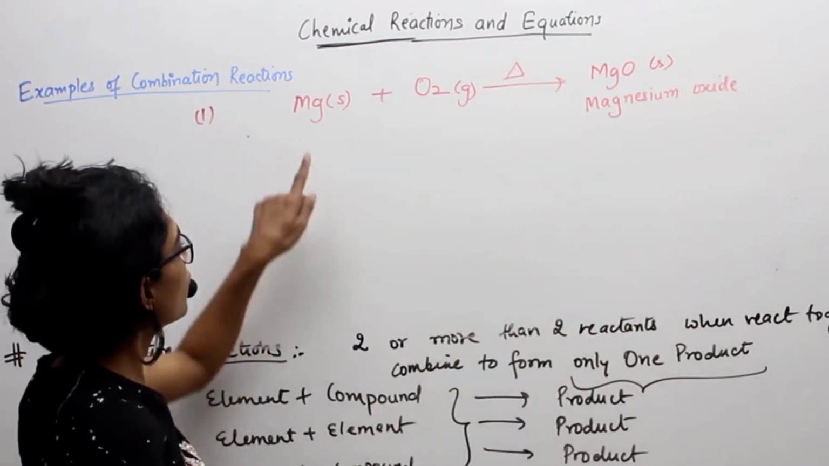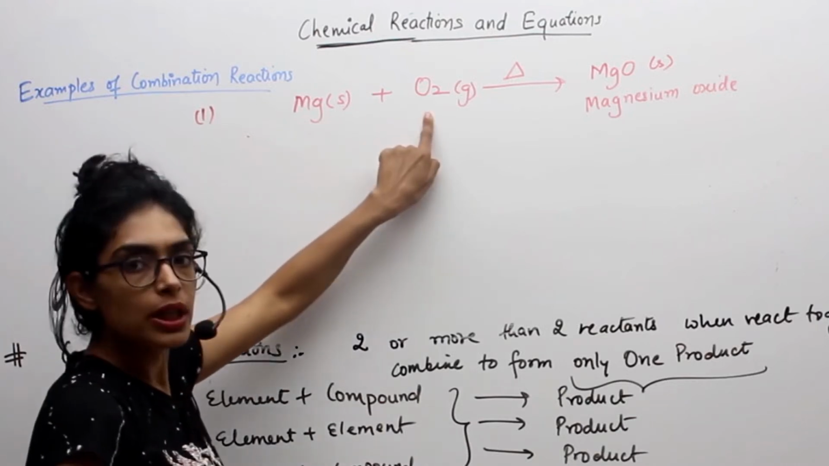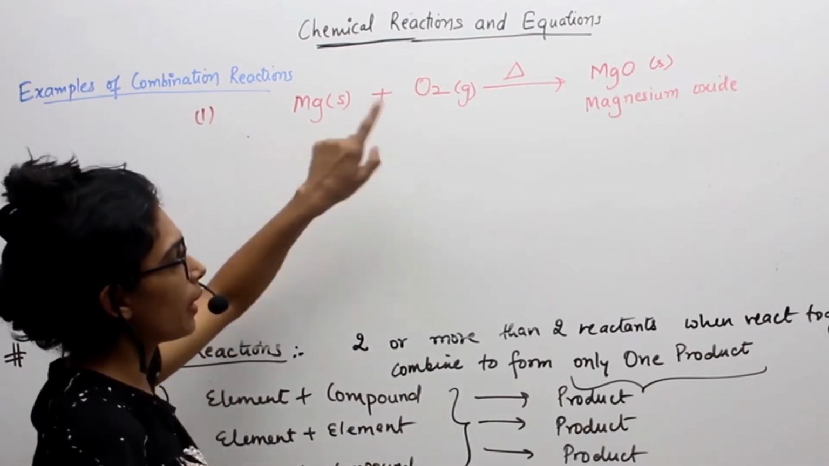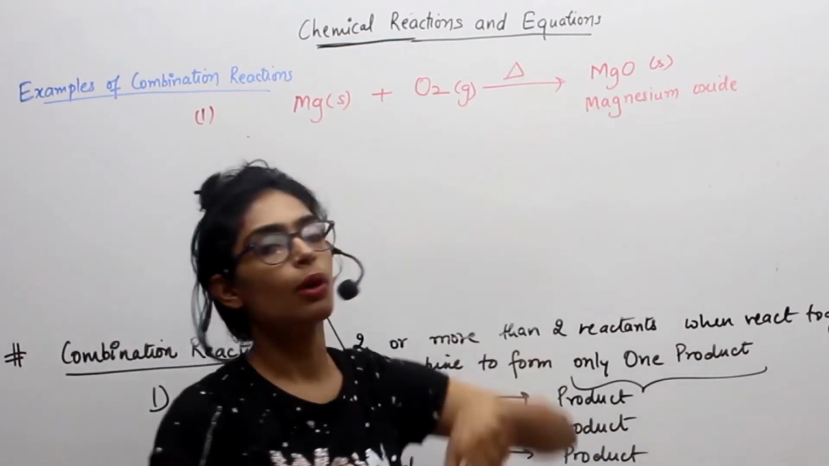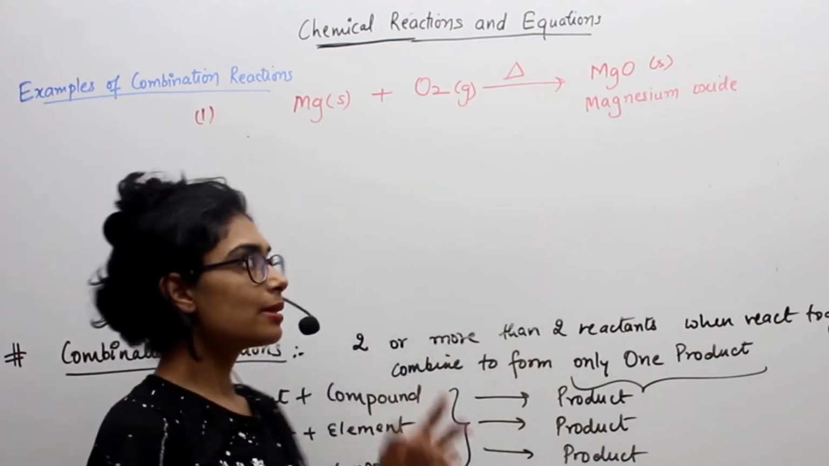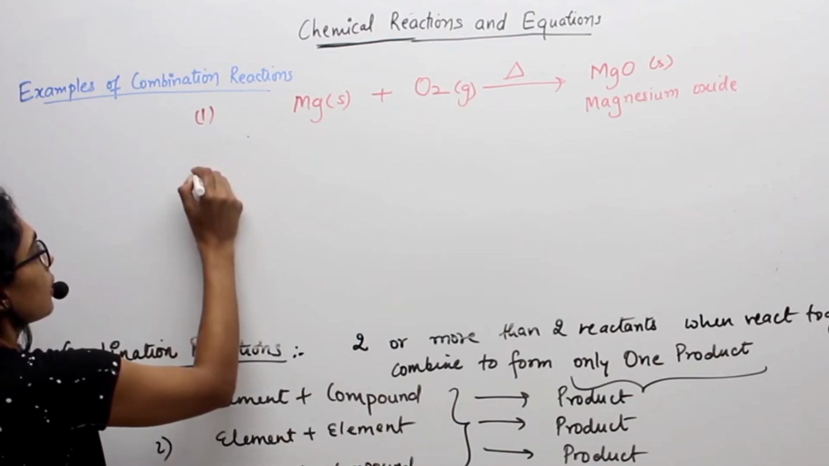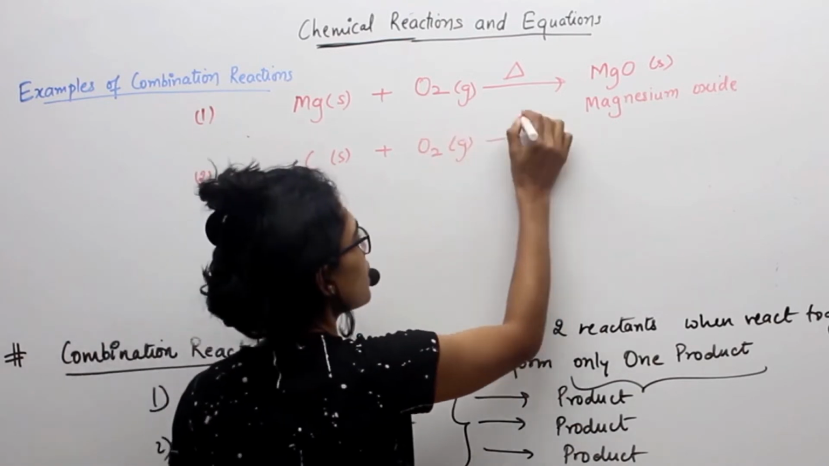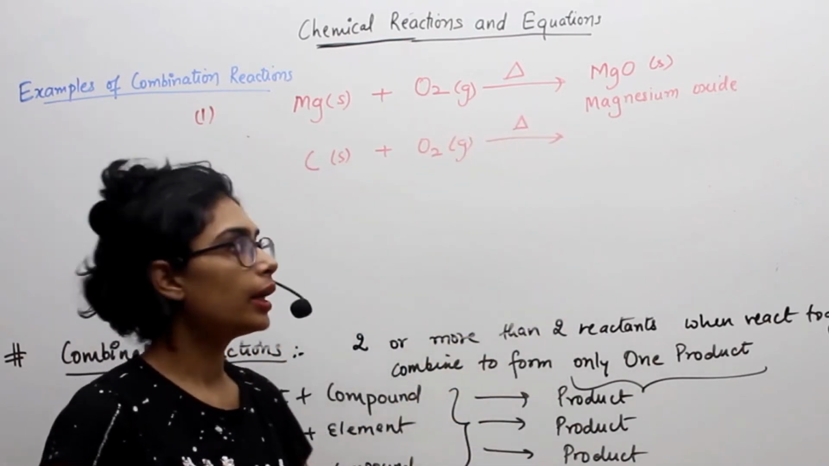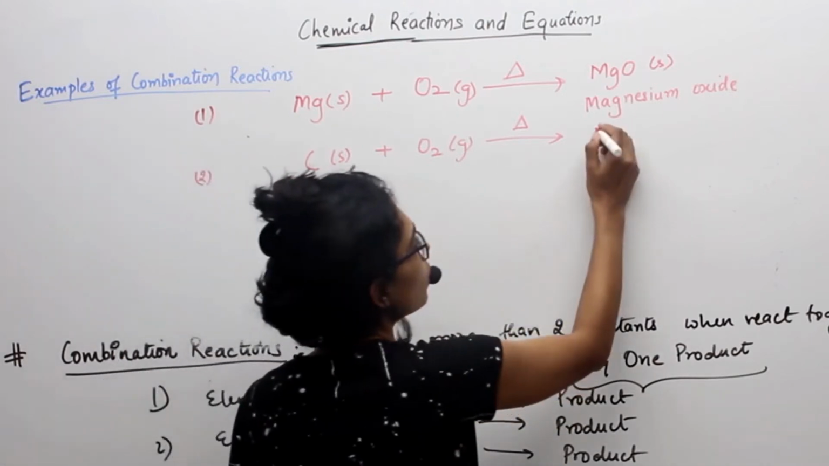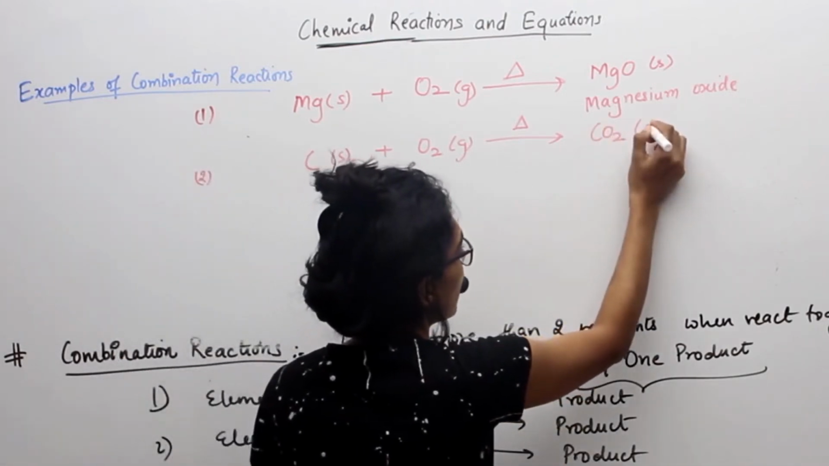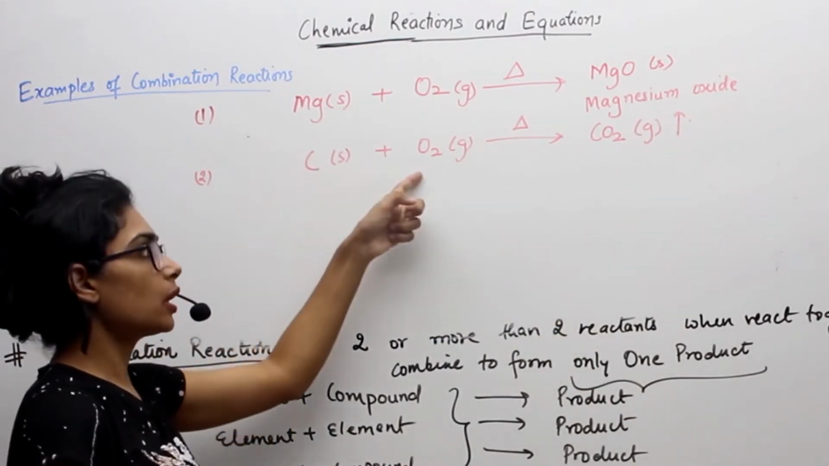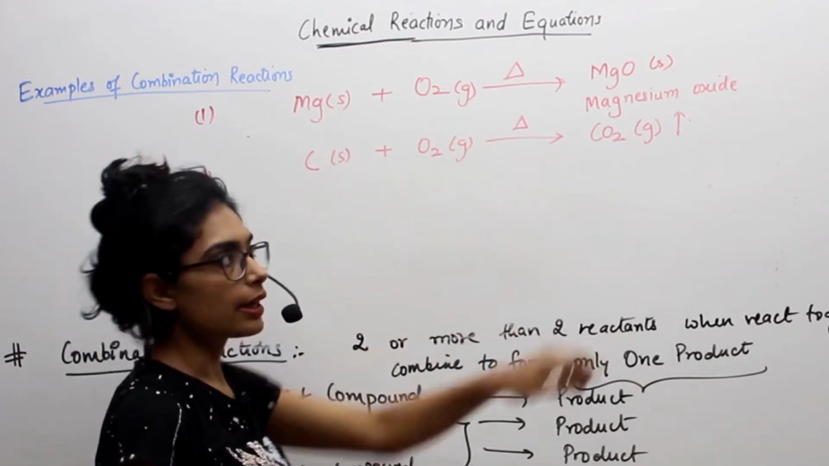Now what we can observe here is that magnesium was one reactant and oxygen was another reactant. Both of them were individual elements. They reacted together by burning and formed one single product, that is magnesium oxide. Right? Similarly, you can have another reaction: carbon burning with oxygen. I have taken carbon and I am burning it in the presence of oxygen. It will convert into carbon dioxide, which is a gas. Again, carbon was one element, oxygen was another element, and they combined to form carbon dioxide.